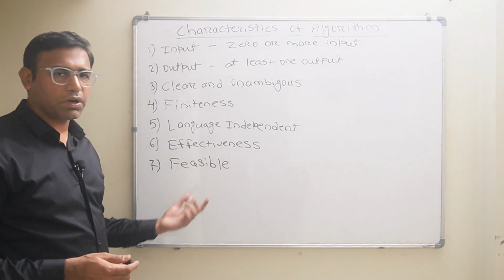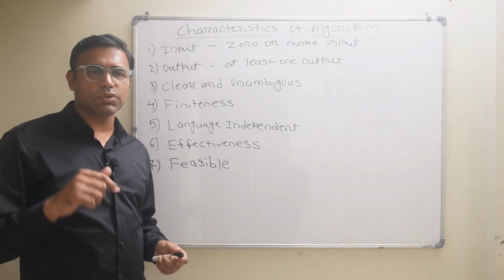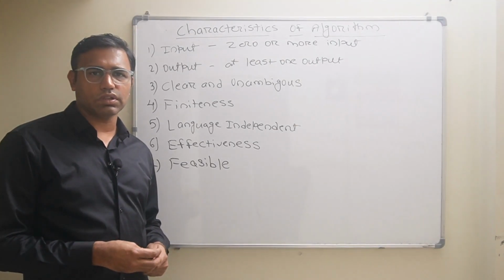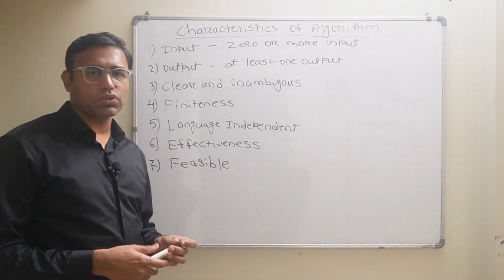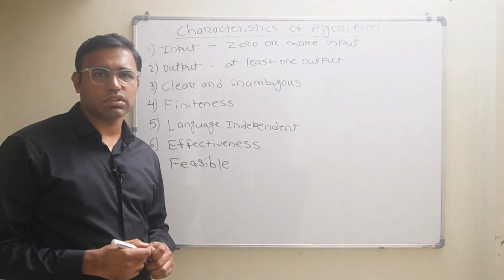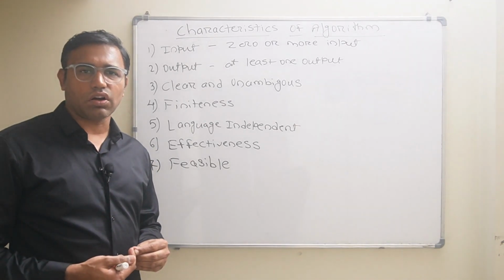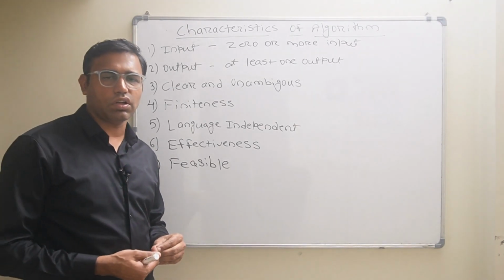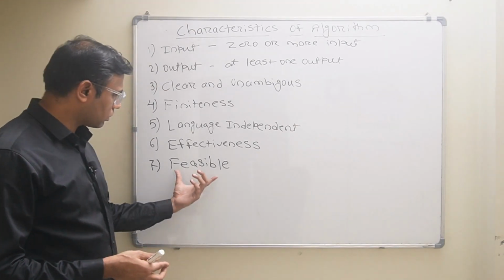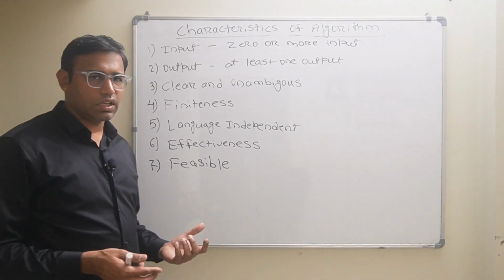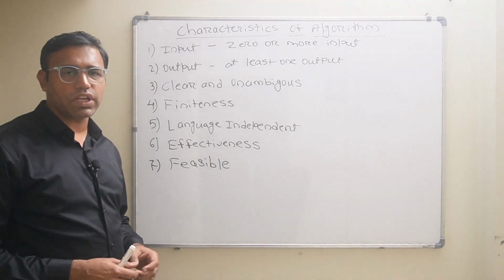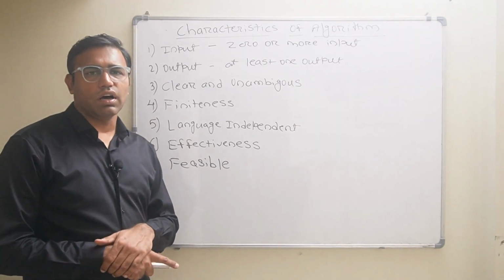And next is feasible. So whenever you write the algorithm, it should be feasible to implement in the programming language. Suppose if you write the algorithm which is not possible to implement, or logic is not clear, or logic is not at all possible to implement, then that algorithm is of no use. So that's why algorithm should be feasible.